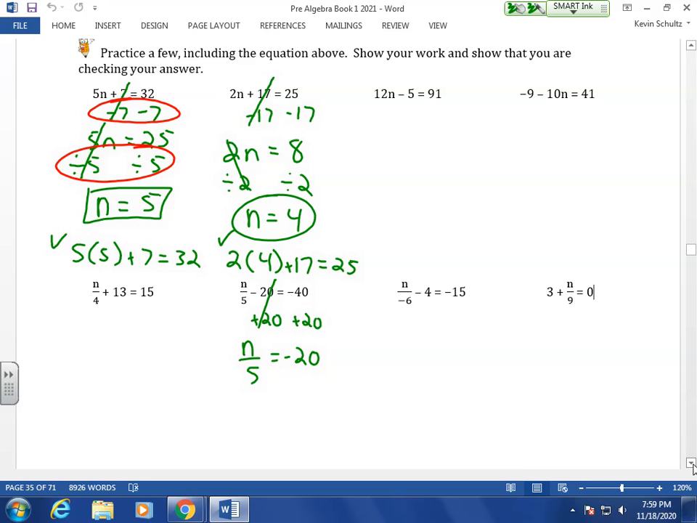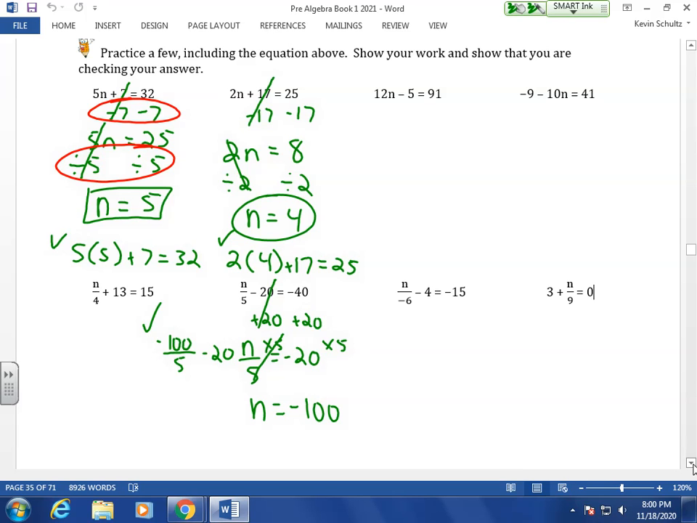Now we are multiplying by 5 because that's the opposite of dividing by 5. Look at what's being done in the equation here. N divided by 5. The opposite of that is multiplying by 5 to cancel it out. And negative 20 times 5 is negative 100. Okay? Check that. Negative 100 divided by 5 minus 20, or negative 20 minus 20, does equal negative 40. Checks out.